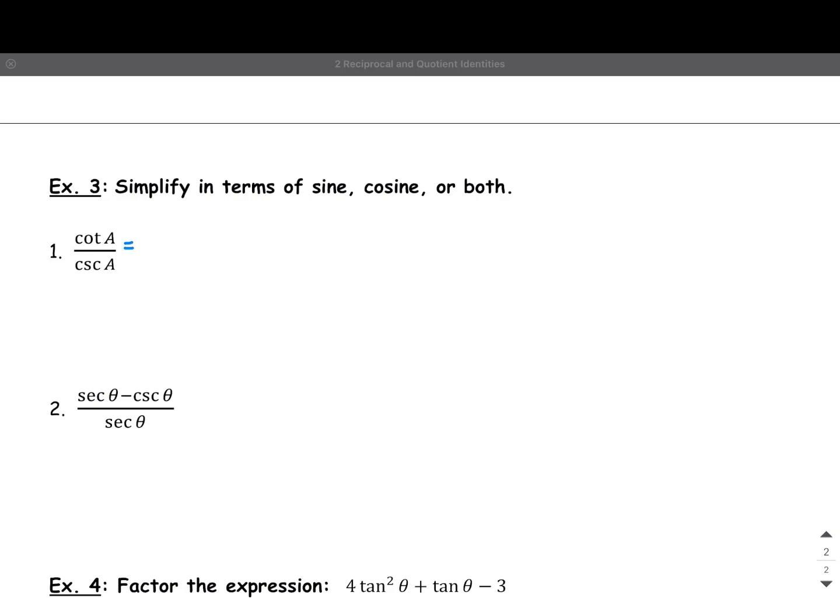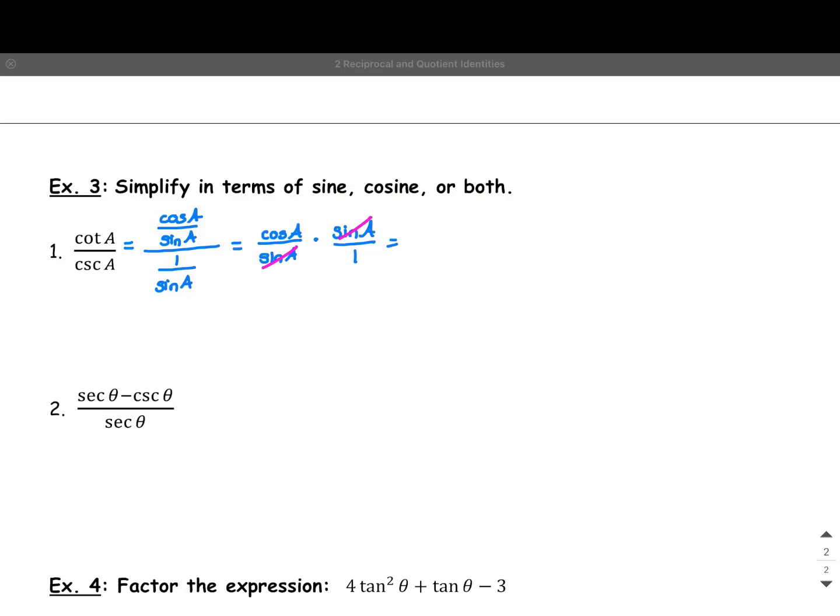So cotangent of the angle, remember, is the cosine of the angle over the sine of the angle. And that's all over. Cosecant is the reciprocal of sine. So that's 1 over sine A. And now you have the choice again. You can either multiply top and bottom by the least common denominator, sine A, or you can say, okay, I'm going to keep my top fraction, and since I'm dividing by a fraction, I'm going to change to multiplication, and I'm going to flip the second fraction. Absolutely nothing wrong with this method.